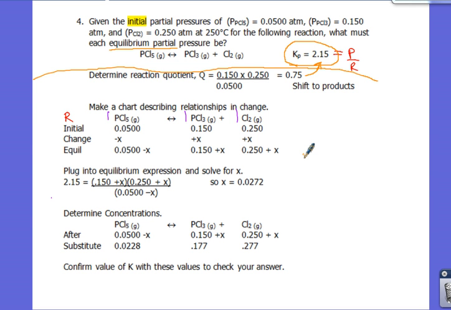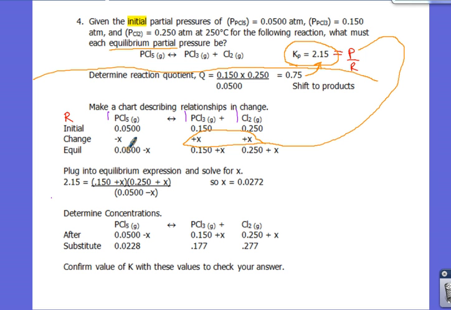So the first thing we notice is we're not at equilibrium. The values we have right now do not equal 2.15. They only equal 0.75. So there's going to be some shifting. Which way is it going to shift? Do I need more products or more reactants? I need to increase this value, so I need more products. And if I need more products, that means I need to be adding to the product side. And if I'm adding to the product side, I must be decreasing the reactant side. So the products have the positive x, the reactants have the negative x, and now we have the equilibrium expressions in terms of x.